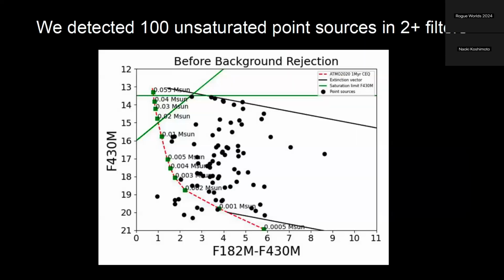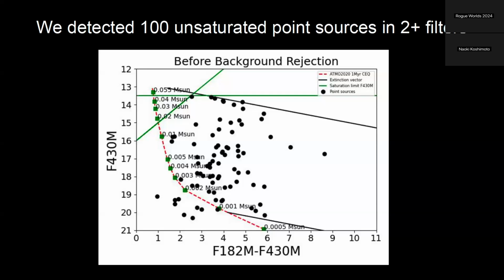And from this, we found 100 unsaturated point sources in at least 2 filters. For this work, we just focused on the unsaturated things, as saturated data is a little harder to work with. And the saturated stuff will mostly be higher mass stars, and that's not really the focus of our work here. But this is just a color magnitude diagram.